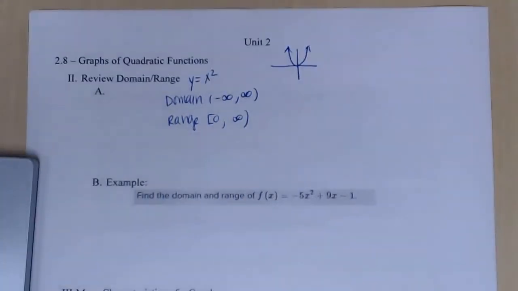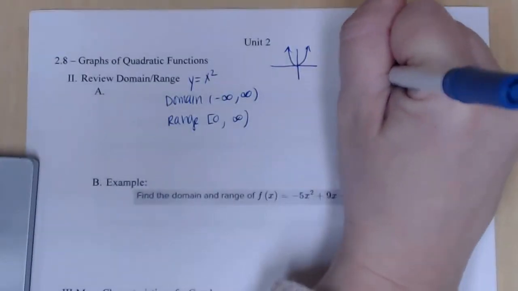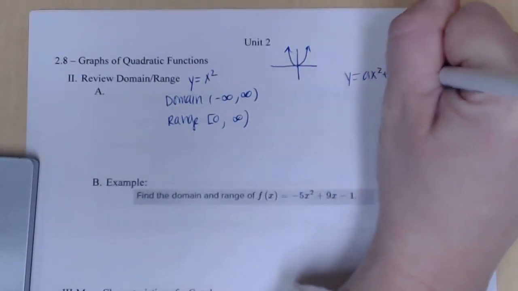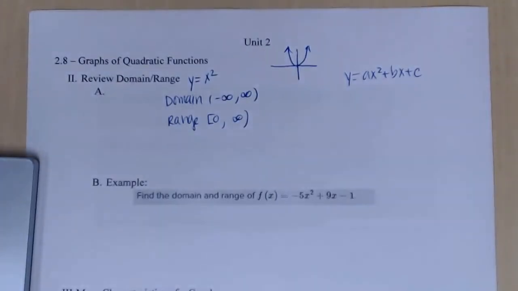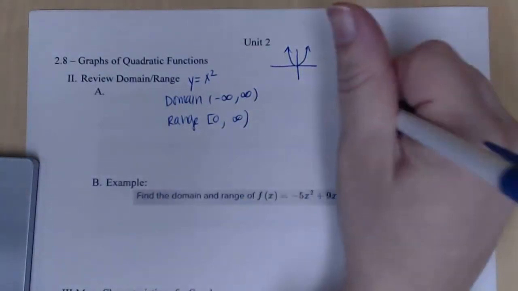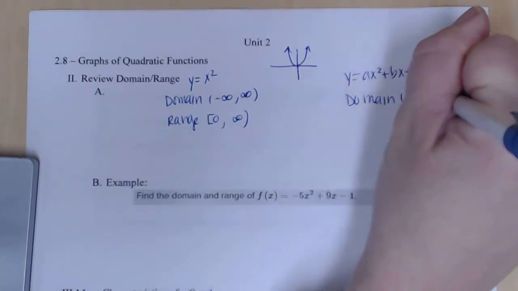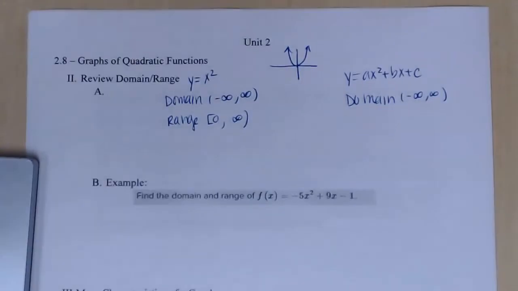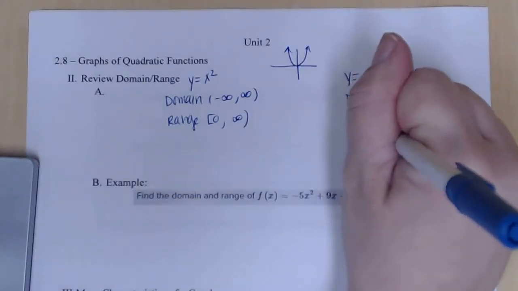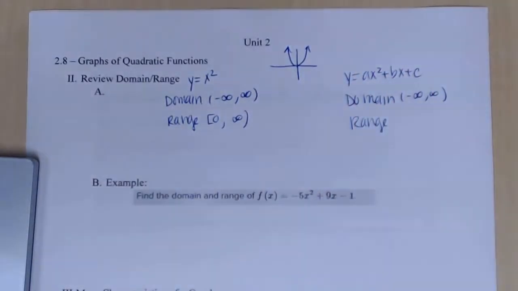So if you understand what's going on with your parent function, again, back from Unit 1 of domain and range, then you'll understand what's going on as we move things around. So say I have something in the form y equals ax squared plus bx plus c. So related to our parent function, well, our domain is still going to be negative infinity to infinity. That's not going to change. Whether we move it left and right, it's still all the real numbers. But what is going to change is going to be in relation to our range. And a couple of things to remember with that.